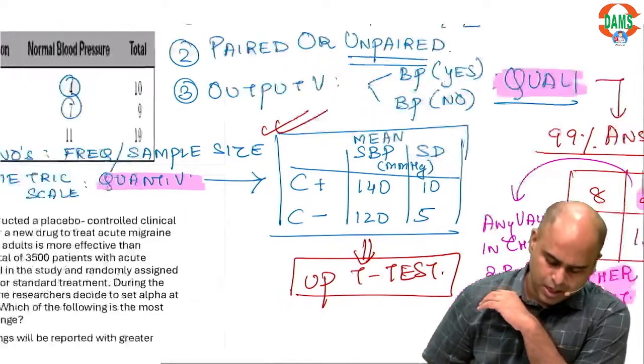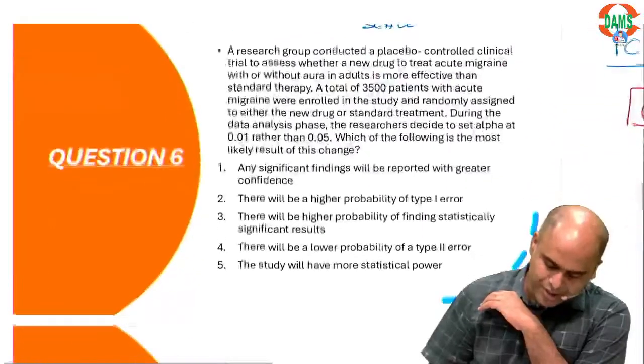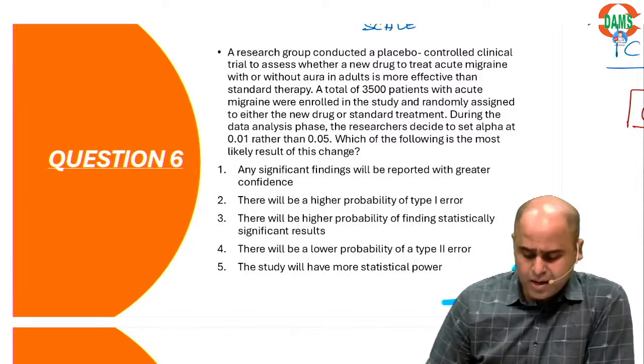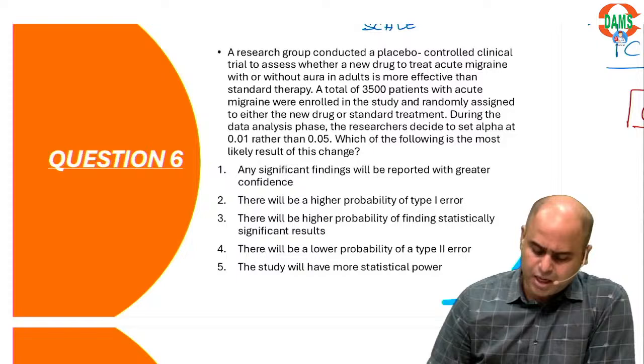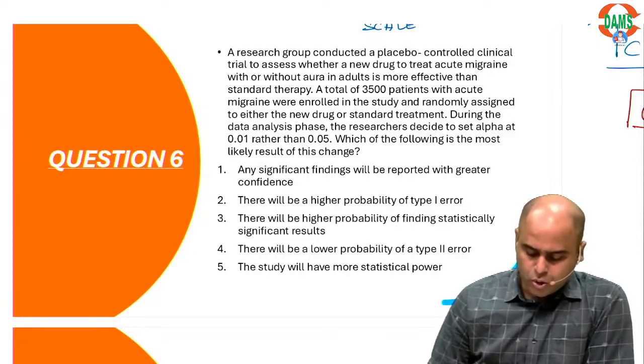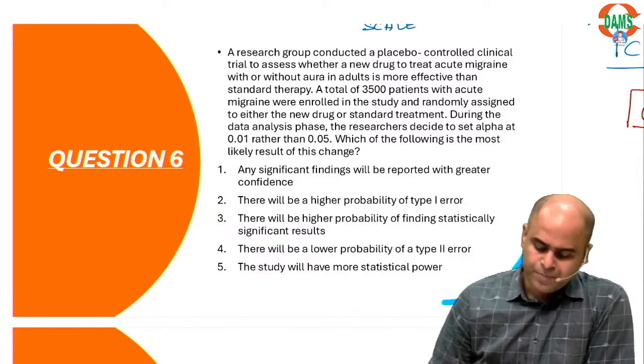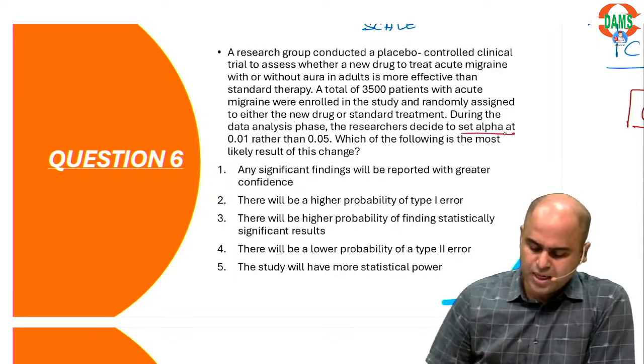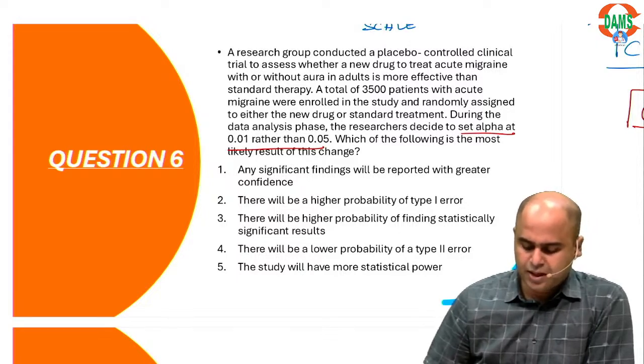Yes. Now, question 6. A researcher group conducted a placebo-controlled clinical trial to assess whether a new drug to treat acute migraine with or without aura in adults is more effective than a standard therapy. A total of 3,500 patients with acute migraine were enrolled in the study and randomly assigned to either the new drug or standard treatment. During the data analysis phase, the researchers decide to set the alpha at 0.01 rather than 0.05. What will be the most likely result?